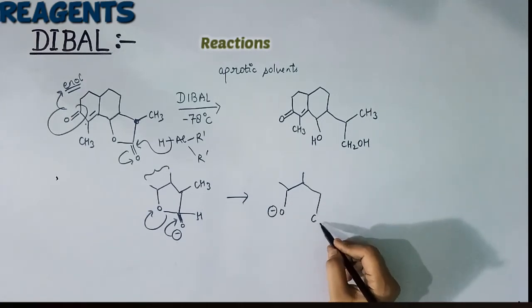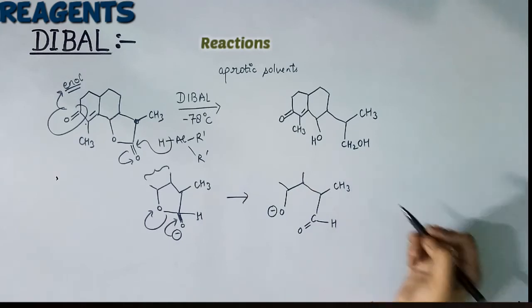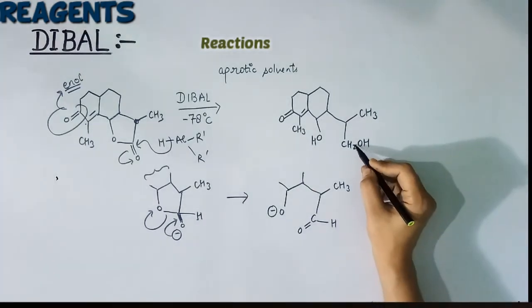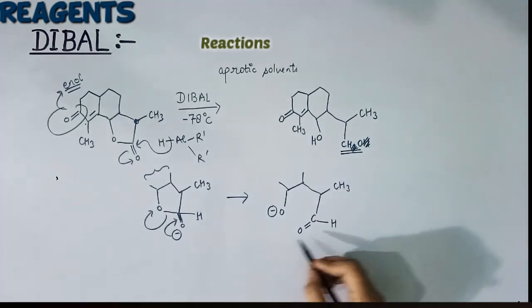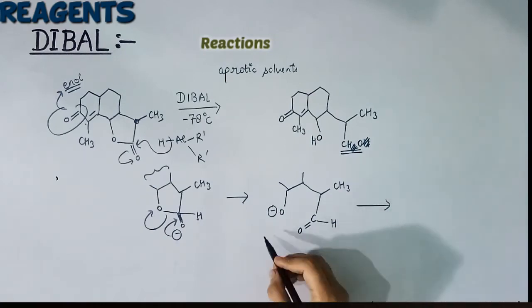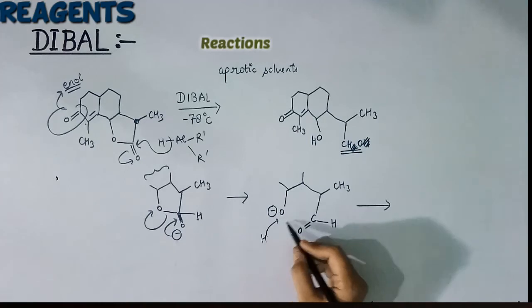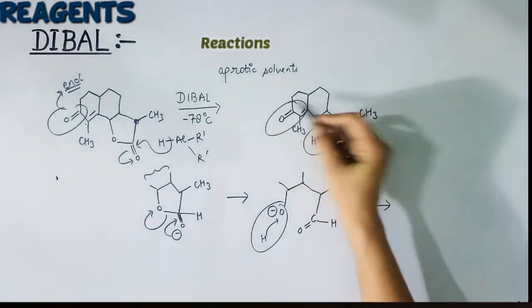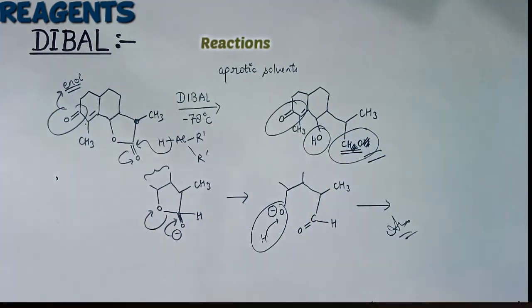What is going to happen, okay, sorry, this is aldehyde, it's all by mistake. Okay, don't get confused. When hydrolysis takes place, this oxygen will gain a proton and this will form OH. Okay, so this is OH and this is aldehyde, and this will remain the same because of enolization. Okay, this is the reaction.